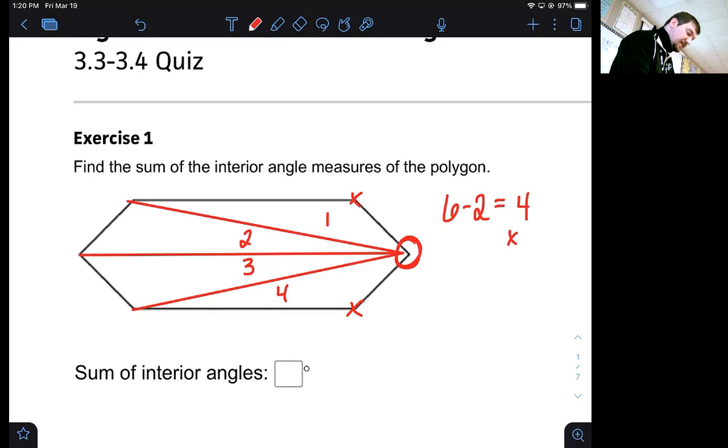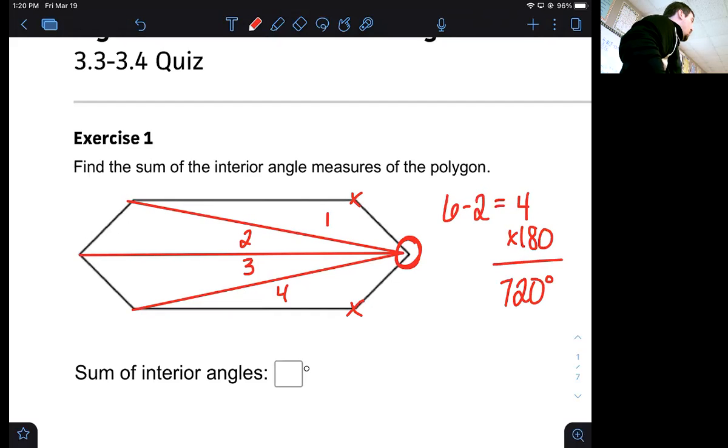Yeah, every triangle has 180 degrees. So Caleb, how many degrees will this hexagon have? And then we're going to make sure we label that with a degree symbol, because every time you're finding something in degrees, you want to make sure you have it labeled properly. Everyone see how we did that?